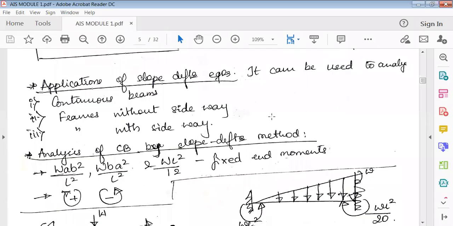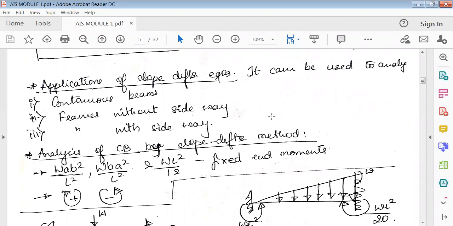Hello everyone. So let us continue with the slope deflection method. The application of the slope deflection equation is that it can be used to analyze, first, continuous beams, and second, frames without sideway swing and frames with sideway swing. Sideway swing means the movement in either of the directions.